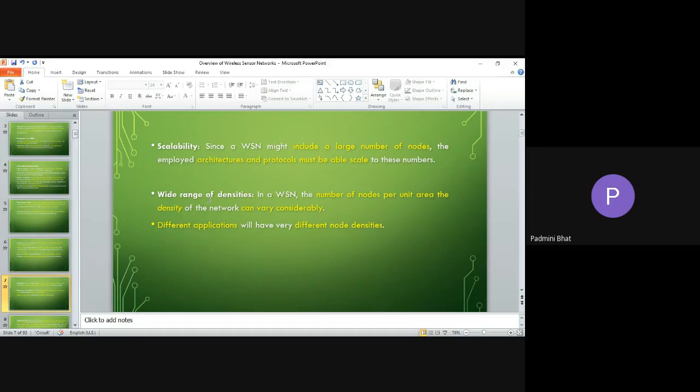Next is a wide range of densities in a sensor network. The number of nodes per unit area, the density of the network, can vary considerably. That is how many nodes you are going to put in an area. That area depends on the application. I can count it kilometer-wise, or I can count it in just square meters. Depending on the type of sensor, sometimes the sensors are placed very near each other, so it depends on the application.